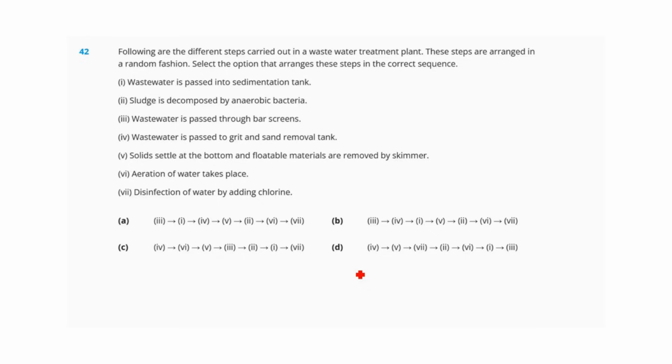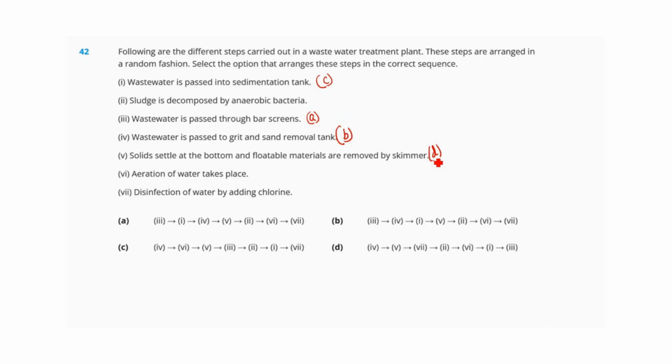First, the wastewater is passed through the screen. So this will be A. Next, the wastewater after the bar screen is passed to the grit and sand removal tank. After the sand removal tank, sedimentation happens. The wastewater is passed into the sedimentation tank, where the heavier particles settle down. Once the heavier particles settle down, the floatable materials are removed by the skimmer. So this is D.